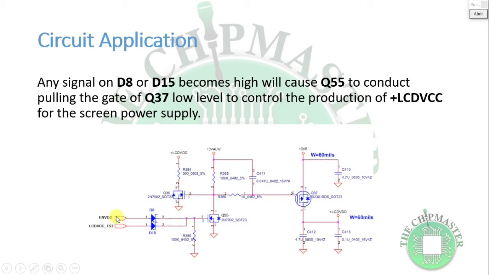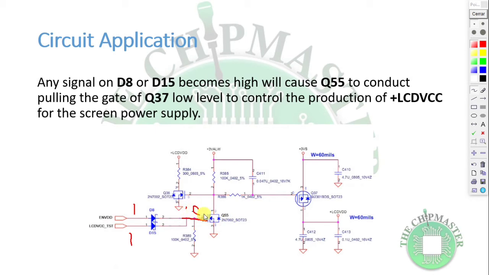Whether enable VDD or LCD VCC underscore TST comes in high, it will output, right. Any one of these signals coming high, or both of them on, will output and conduct Q55. Q55, as you can see, the arrow is pointing inward, so this is an N channel MOSFET, right. The voltage at the gate, which is 1.9 volts or more, greater than the source, will make it conduct, and this will be 0 volts at this point.